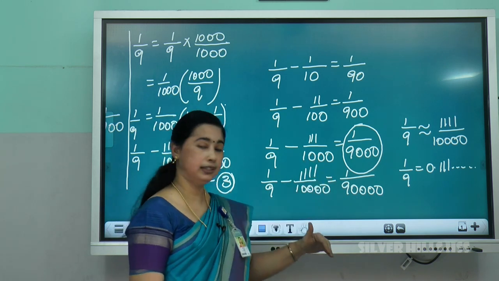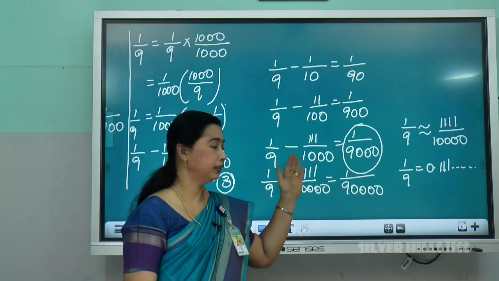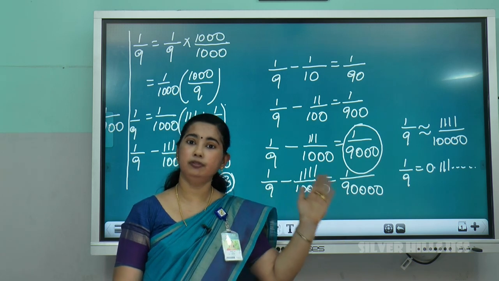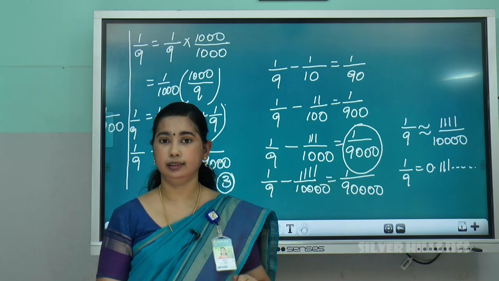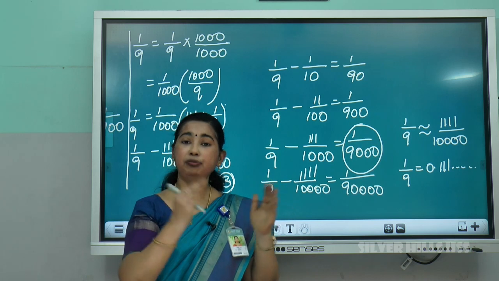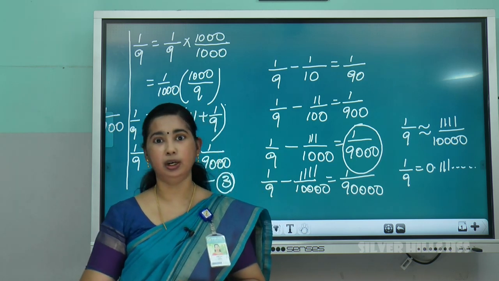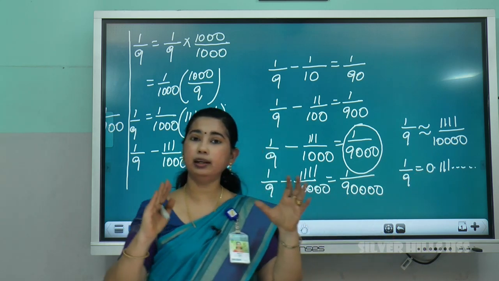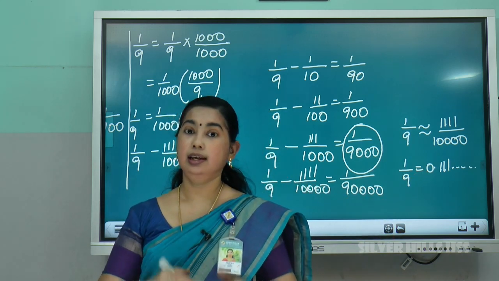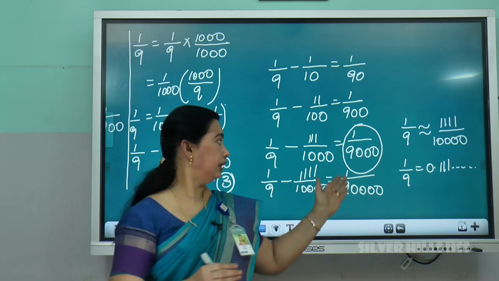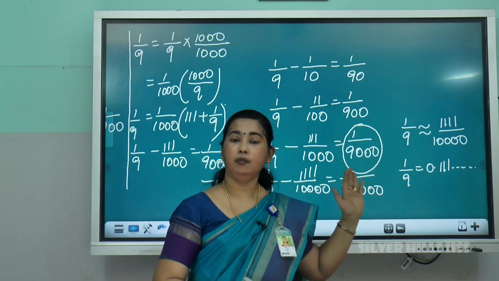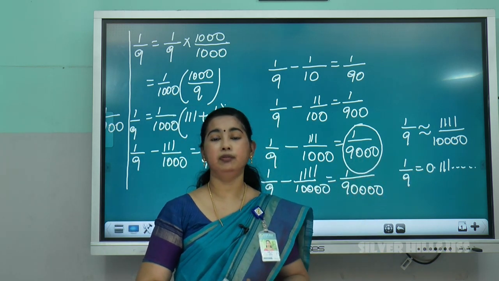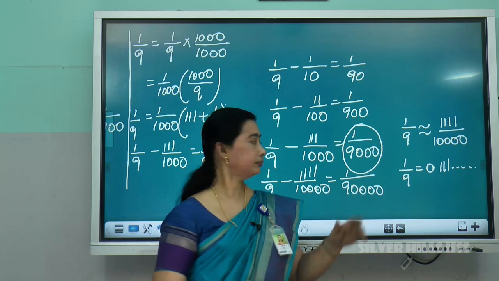Because in the next level I will again get 1 by 9 minus 1111 by 1 lakh, so those differences are becoming very small. That means we cannot find a correct value for 1 by 9, it is recurring, but though we can find 1 by 9 as 0.111 etc.